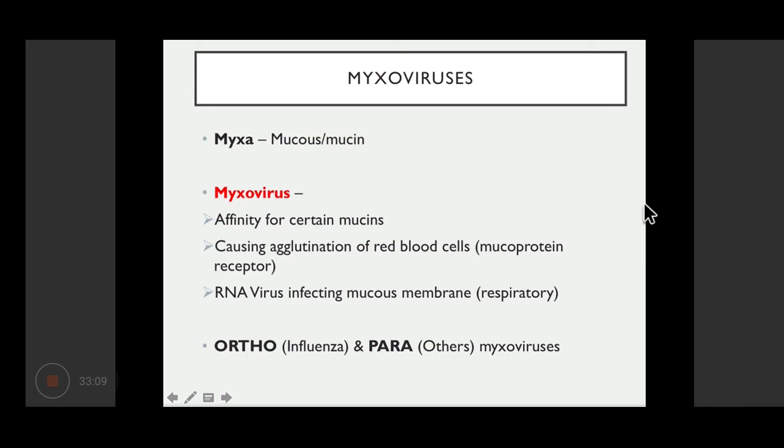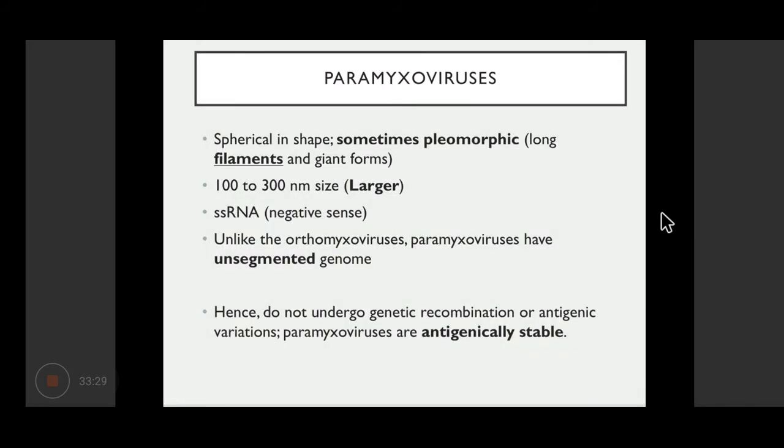Okay, so myxoviruses are broadly divided into orthomyxoviruses, which are the influenza virus, and the paramyxoviruses, which include other viruses like the parainfluenza viruses, measles, mumps, all those things. Respiratory viruses have been covered. We'll be dealing mainly with the measles virus in the paramyxovirus group. These paramyxoviruses are pleomorphic in nature. That means they can form long filamentous or giant forms. They can be up to 300 nanometers in size.